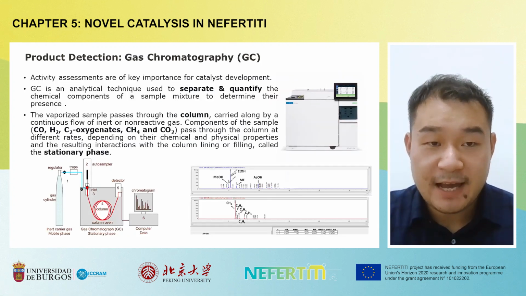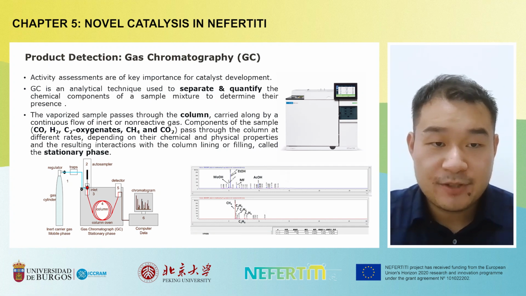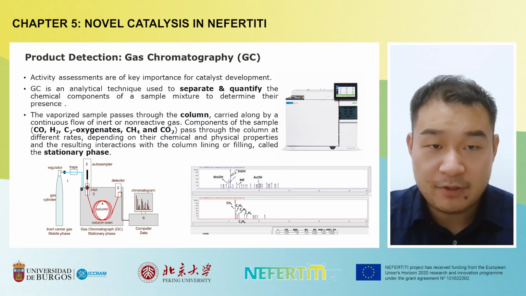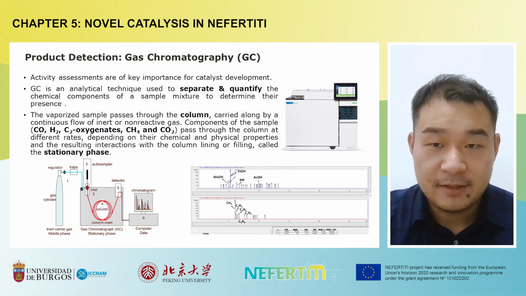In heterogeneous catalysis, the activity assessments are always of key importance for catalyst development. And here we use GC, which is gas chromatography, in the project. This is an analytic technique used to separate and quantify the chemical components of a sample mixture to determine their presence. The vaporized sample passes through the column, carried along by a continuous flow of inert gas.